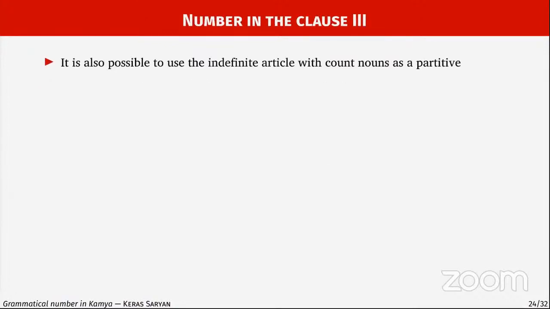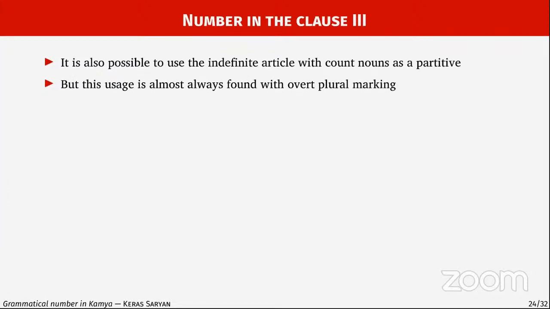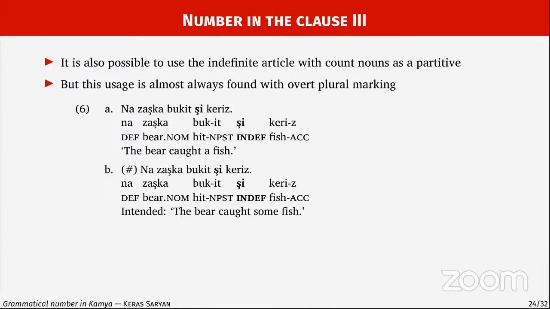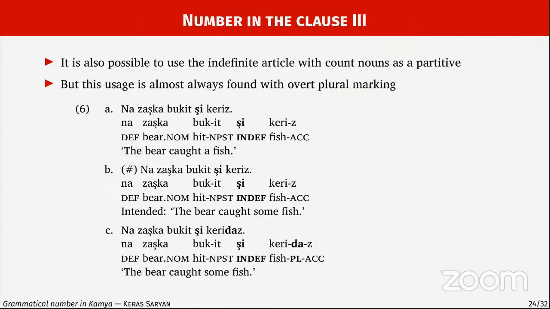That said, it is also possible to use the indefinite article with count nouns as a kind of plural partitive, though this is usually found with overt plural marking on the noun. So, for example, a sentence like Nazashka bukichi keris, the bear caught, would normally be interpreted as meaning the bear caught a fish, though given sufficient context, it could mean perhaps the bear caught some fish. But you're more likely to hear Nazashka bukichi keridas with plural marking on the noun.